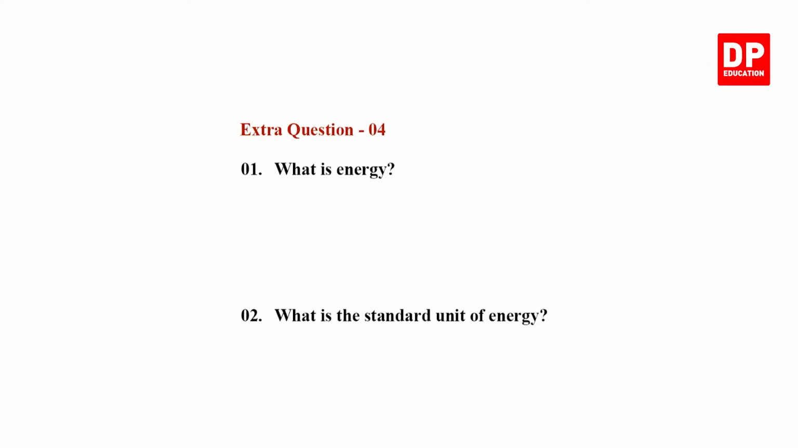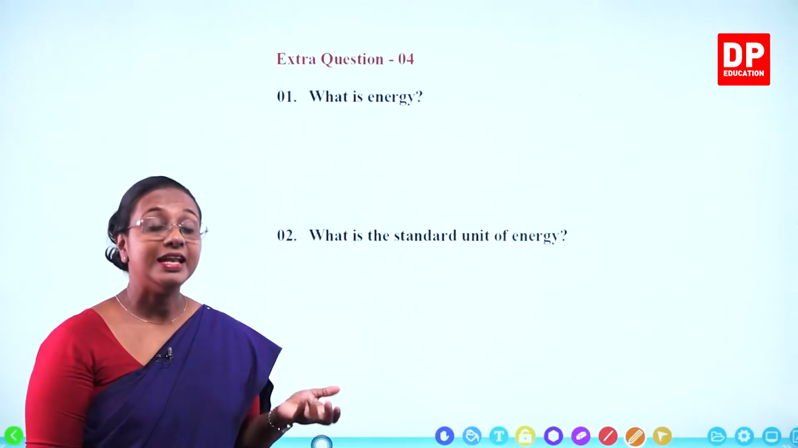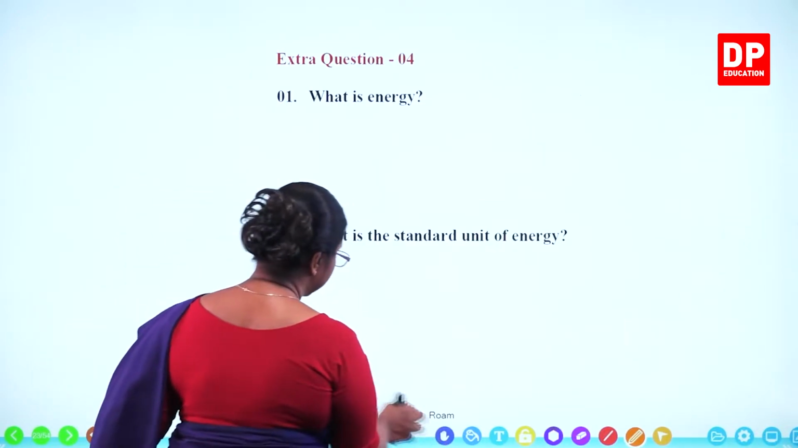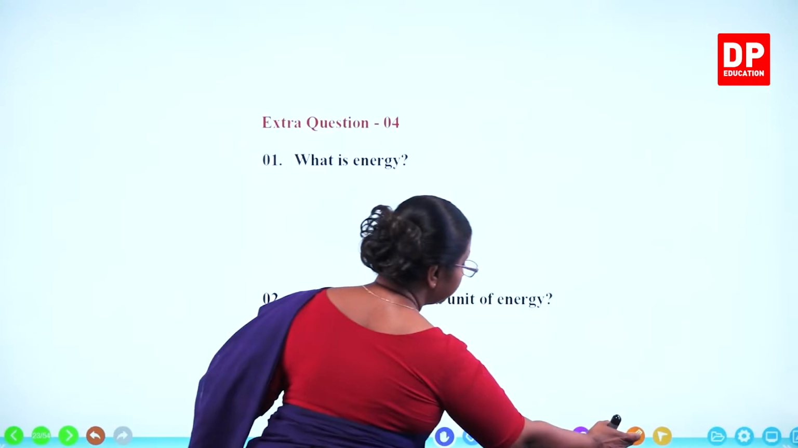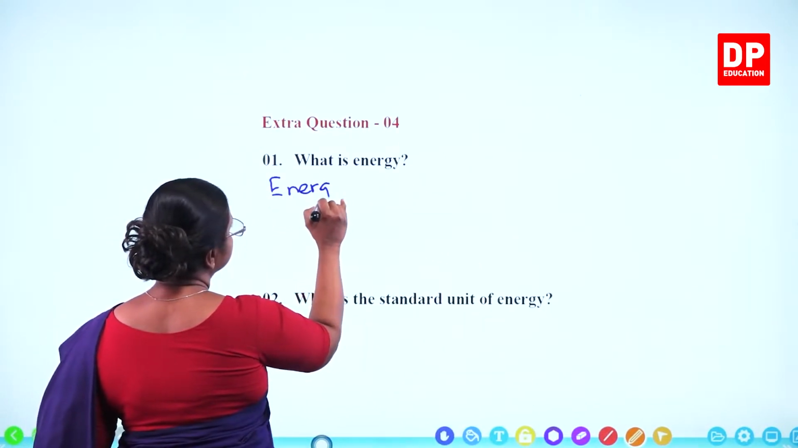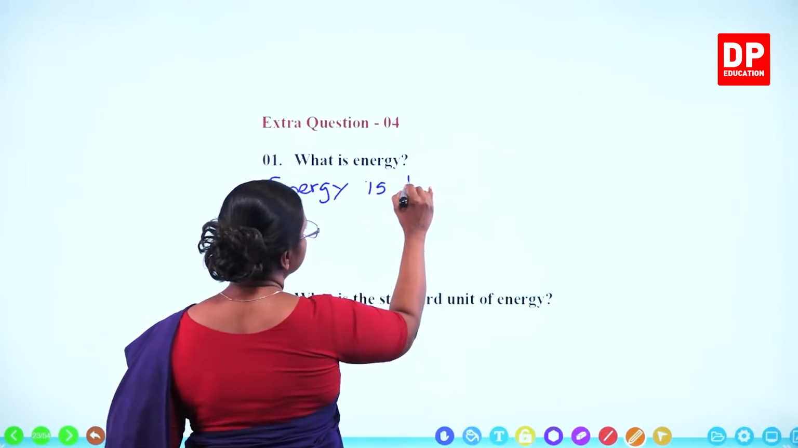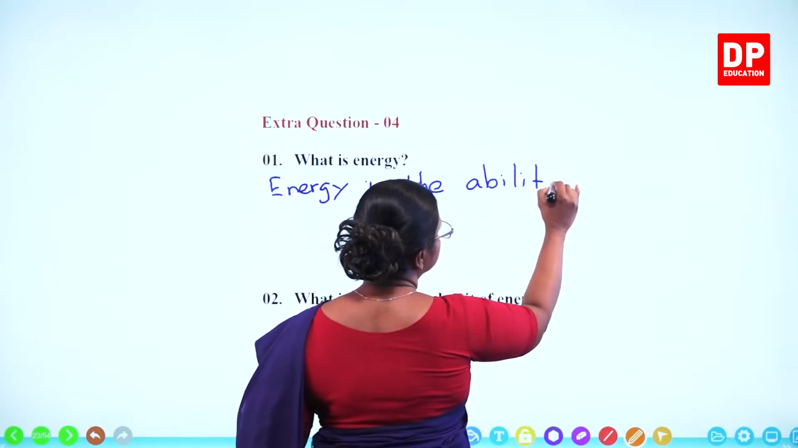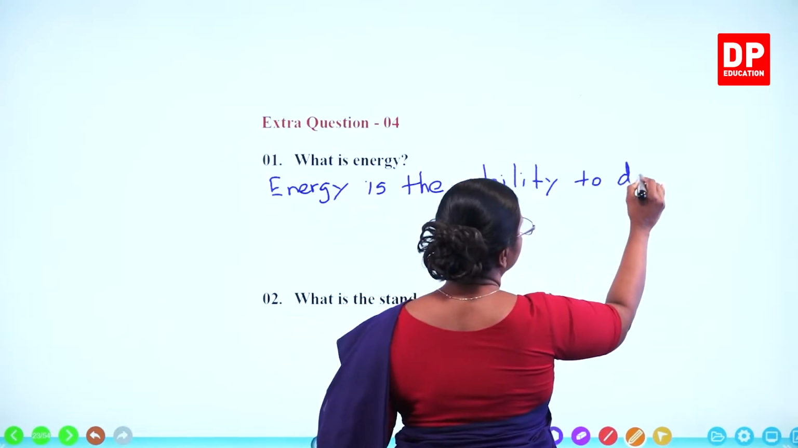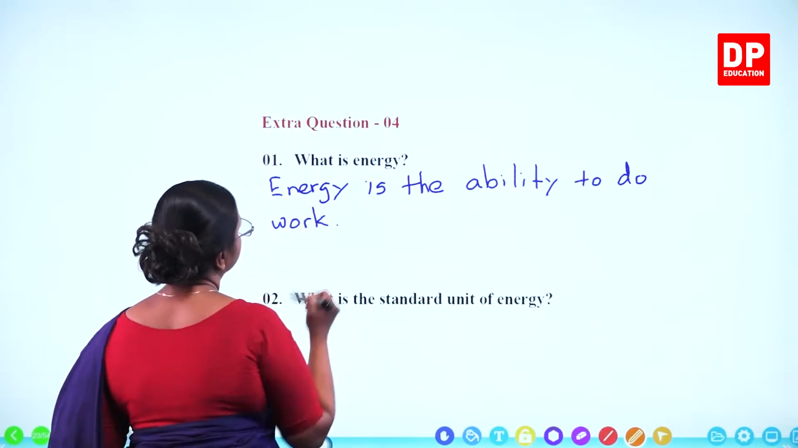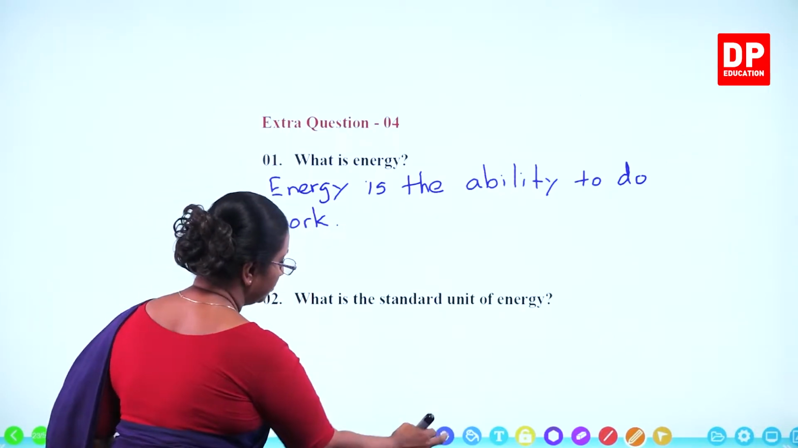Extra question 4, first one. What is energy? Energy is the ability to do work. So that's a simple answer. Energy is the ability to do work.